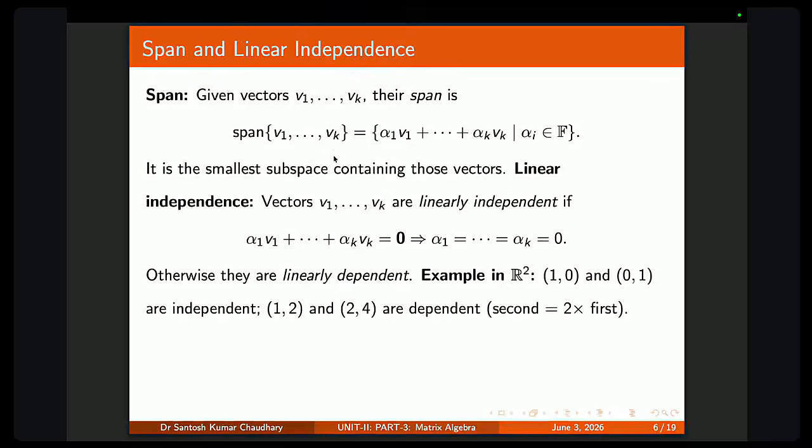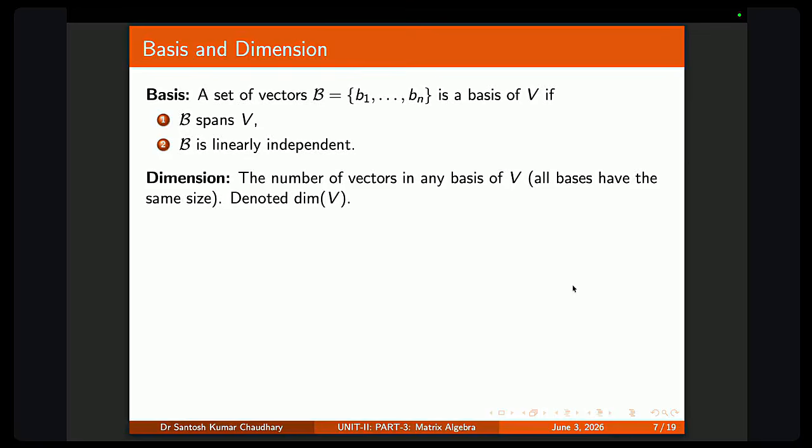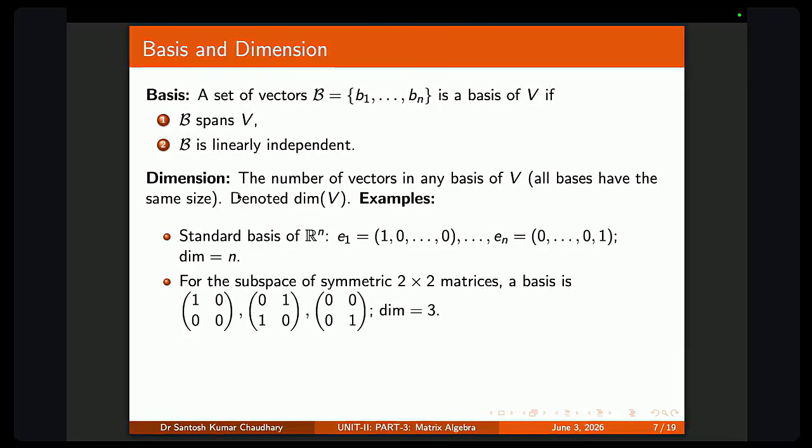For example, here is an example. You take the vector space as R square. V1 vector is (1, 0), V2 vector is (0, 1). They are independent, and you can check they span the vector space. So these V1, V2 will form a basis of this vector space. And other than this, you may have infinitely many bases. Okay, so dimension is just the number of elements in the basis of the vector space. Okay. So here is one example.